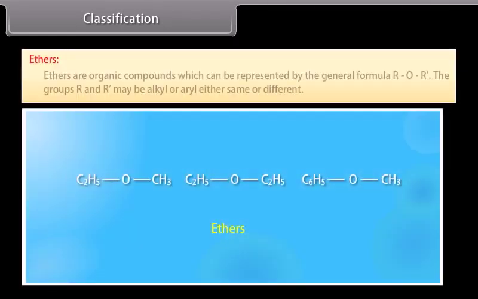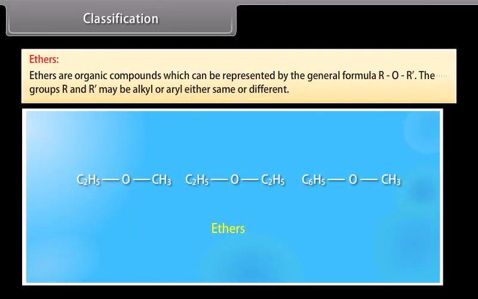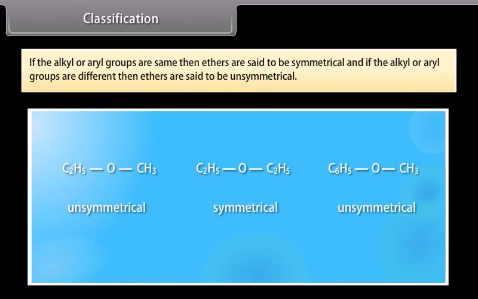Ethers. Ethers are organic compounds which can be represented by the general formula R-O-R'. The groups R and R' may be alkyl or aryl, either same or different. If the alkyl or aryl groups are the same, then ethers are said to be symmetrical. And if the alkyl or aryl groups are different, then ethers are said to be unsymmetrical.